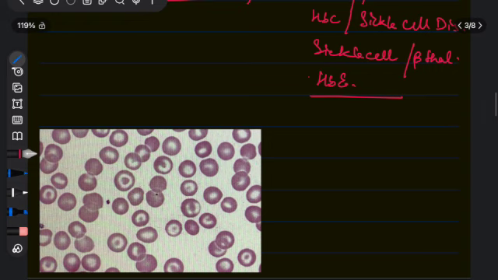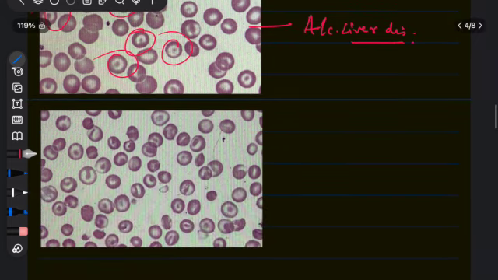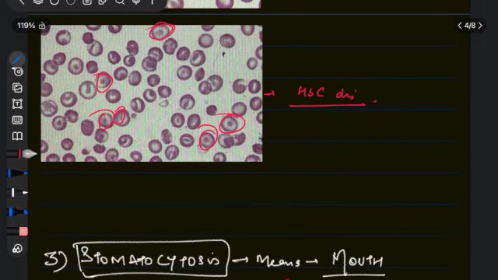So in this pic you can see the target cells which have a centrally stained area, then a pale area, then a peripheral rim of stained area. These all are target cells. The first pic here is of alcoholic liver disease, and the second pic shows a patient with HbC disease. In this also we can see numerous target cells. Okay, so I hope you are getting it. I hope you are all clear.